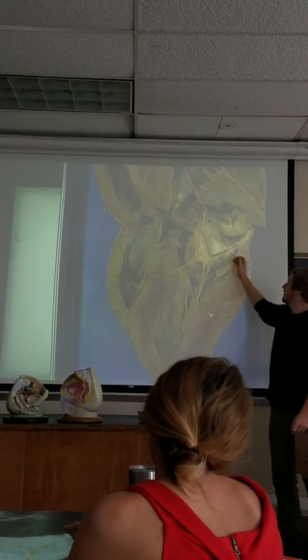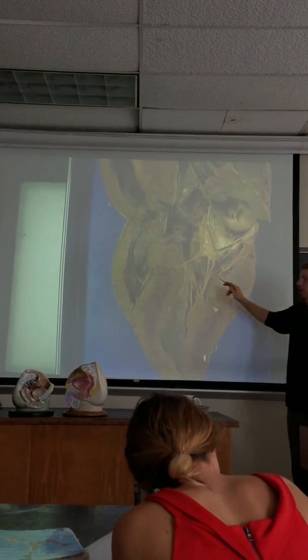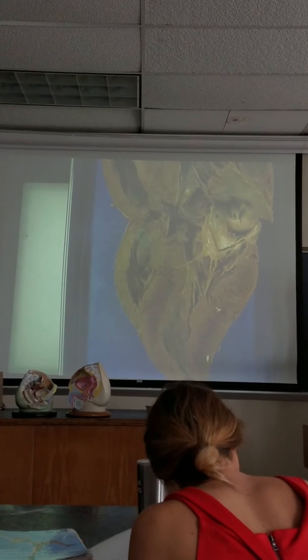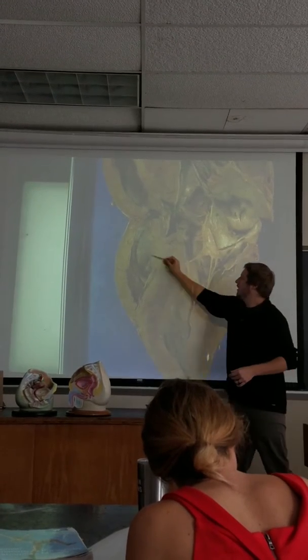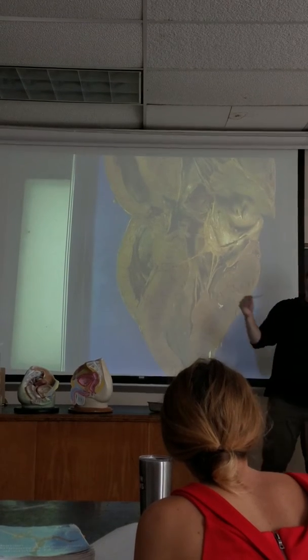Remember, this is the left atrium, and below it, this large open space here is going to be the left ventricle. And then what would this be over here? Right ventricle. Yep, that's the right ventricle.